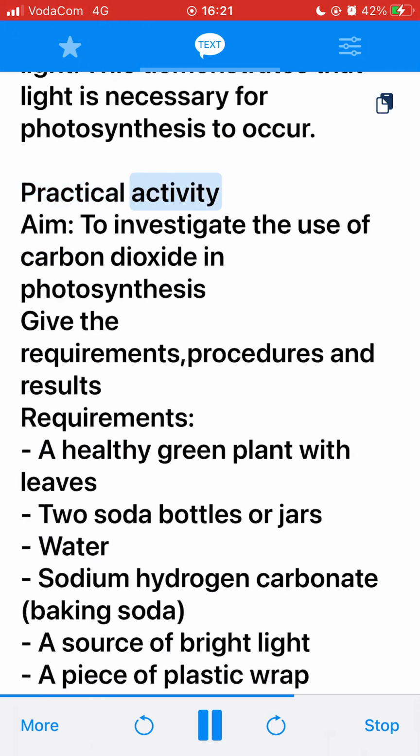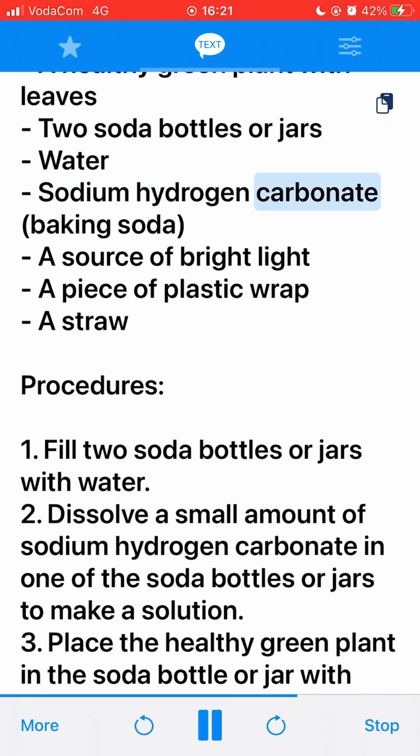Practical activity. Aim: to investigate the use of carbon dioxide in photosynthesis. Give the requirements, procedures and results. Requirements: a healthy green plant with leaves, 2 soda bottles or jars, water, sodium hydrogen carbonate (baking soda), a source of bright light, a piece of plastic wrap, a straw.